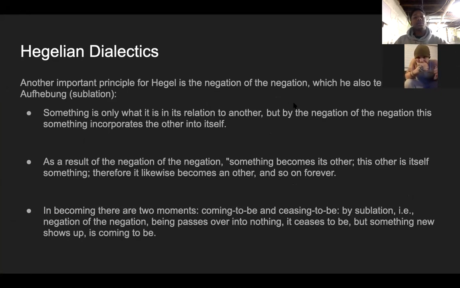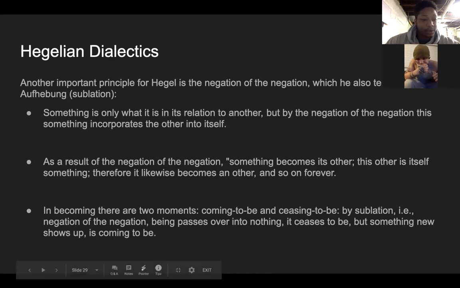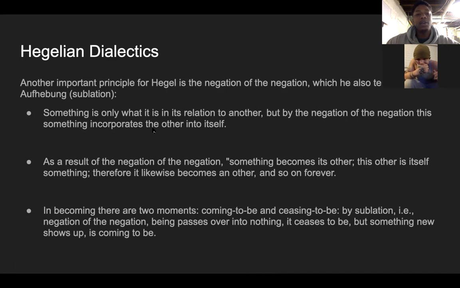So another important principle for Hegel is the negation of the negation, which he also terms Aufhebung or sublation. All right, so this is probably the hardest thing I'm going to have tonight, and I'm pretty sure this is one of my last slides. But something is only what it is in relation to another, but by negation of the negation, this something incorporates the other into itself, and as a result of the negation of the negation, something becomes its other, and this other is itself something. Therefore, it likewise becomes an other, and so on forever, pretty much.